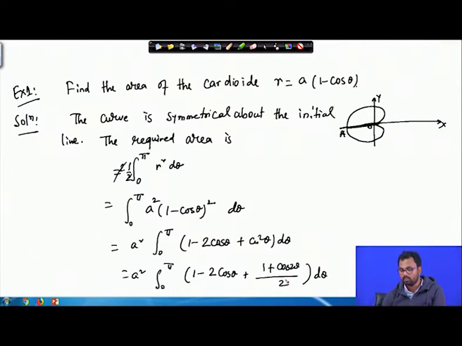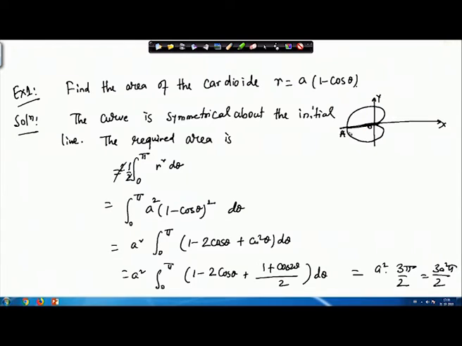So, this will become theta, this will become 2 minus 2 sin theta, this will become theta by 2 plus 1 by 2 times the integral of this one, which will be sin 2 theta by 2, and then you substitute the value of theta. So, ultimately you will be able to obtain a square times 3 pi by 2. So, this is basically 3 a square pi by 2. So, that is the area bounded by this cardioid in this region.